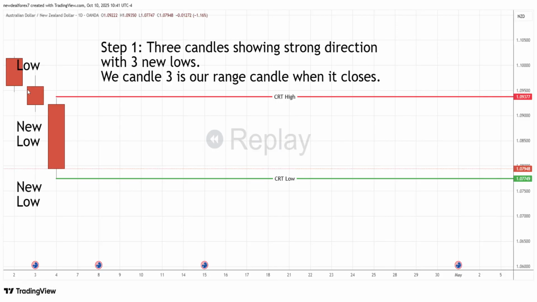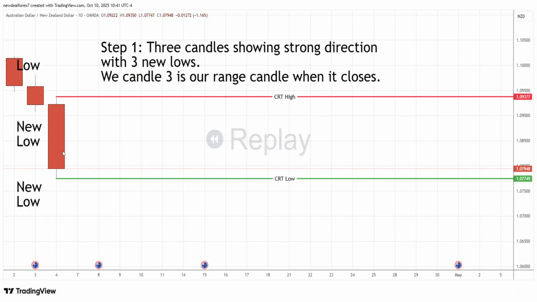We got a low. This candle has created a low, right? Then the next one is another low, and then we got a very strong close to the downside. So we got low, lower low, and another lower low. This candle right here is our range. So we mark it out. Candle range theory high, candle range theory low.